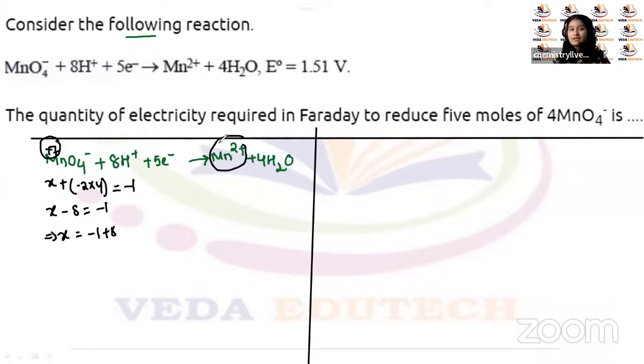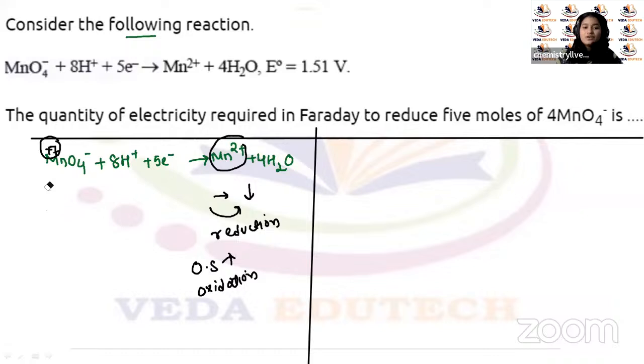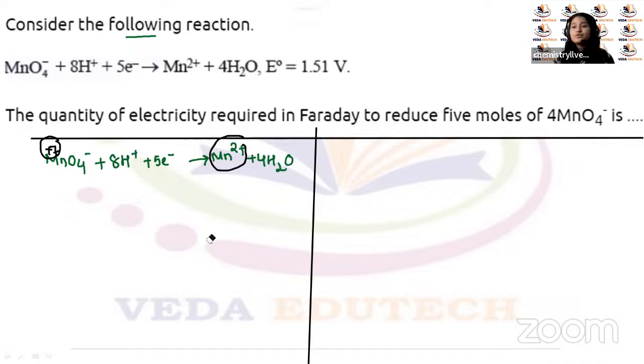So what we are saying here is that Mn has been reduced. How do you know that reduction has taken place? Because the oxidation state decreases. When the oxidation state decreases, it is reduction. And when from reactant to product the oxidation state increases, that is oxidation. I hope these basic points are clear to you. So this is the reduction. Also, electrons are being added here, so addition of electrons also represents reduction, right?